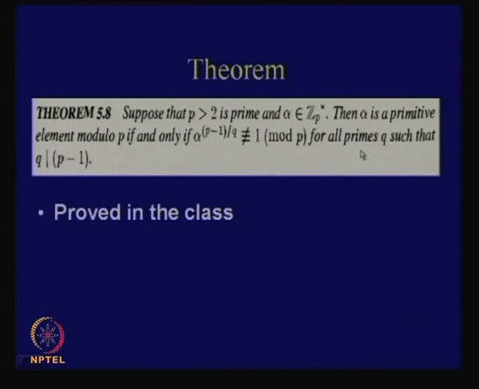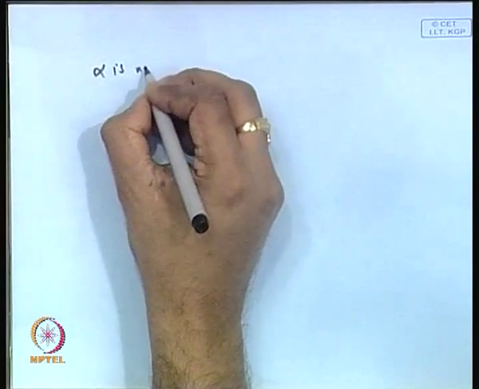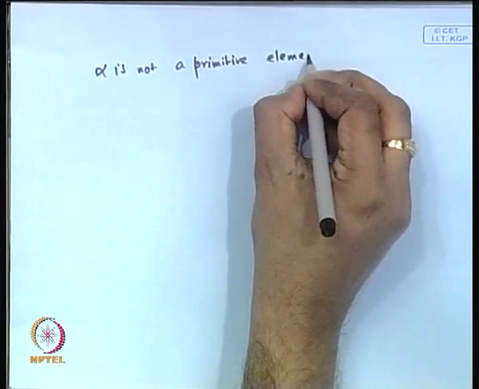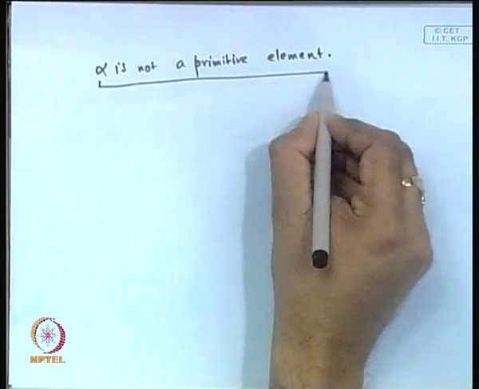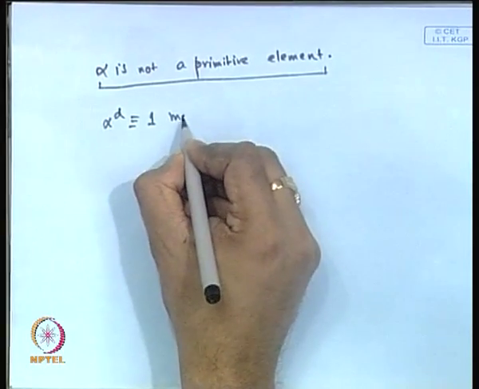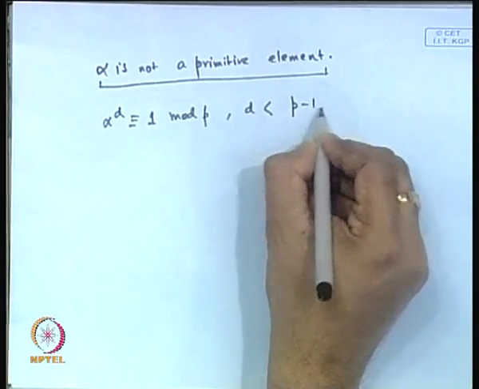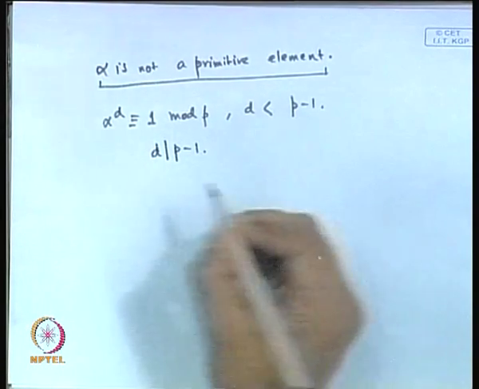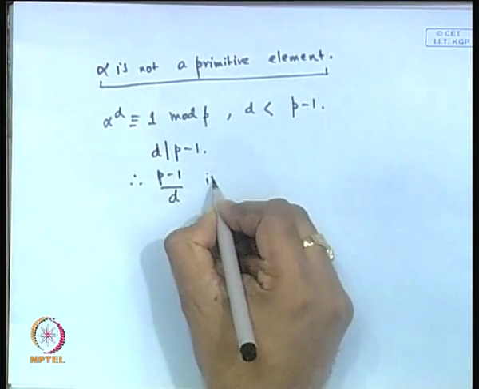So therefore, the contrapositive of this would be what? That if alpha is not a primitive element, then there exists a q which divides p minus 1 such that alpha to the power of p minus 1 by q is equal to 1, right? That is the contrapositive, so we will prove this. So alpha is not a primitive element, which means that there exists d such that alpha to the power of d is equal to 1 mod p, and d is smaller than p minus 1, okay. So we know that d divides p minus 1, right.